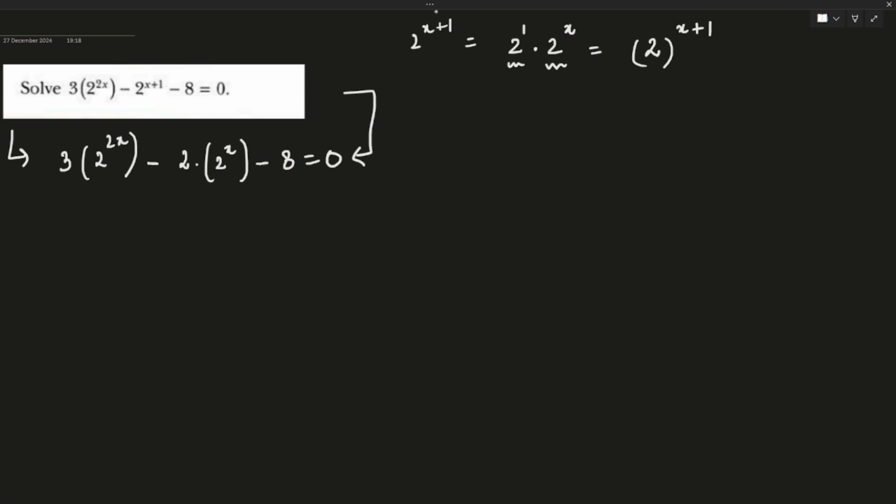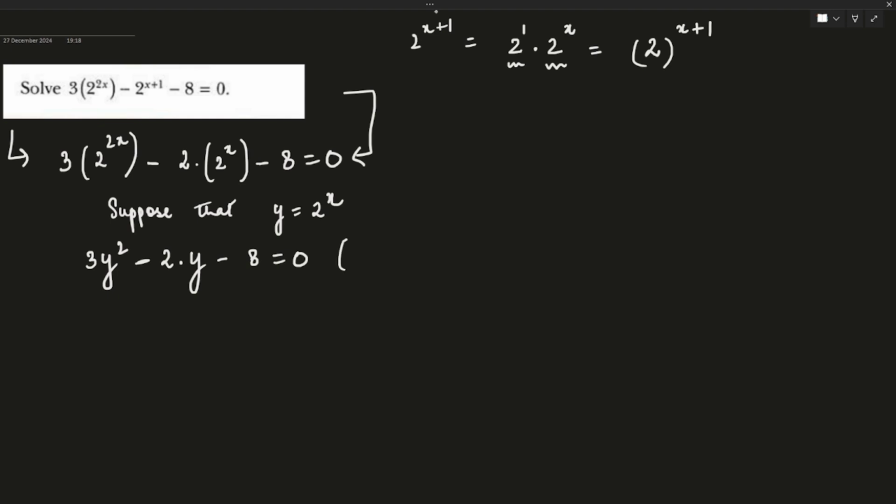Now from here, we'll suppose that y is equal to 2 to the power x. We'll replace 2 to the power x here with our variable y. So this will become 3y squared, because y is equal to 2 to the power x, so 2 to the power 2x will be y squared. So 3y squared minus 2 into 2 to the power x, which is y, minus 8 is equal to 0.